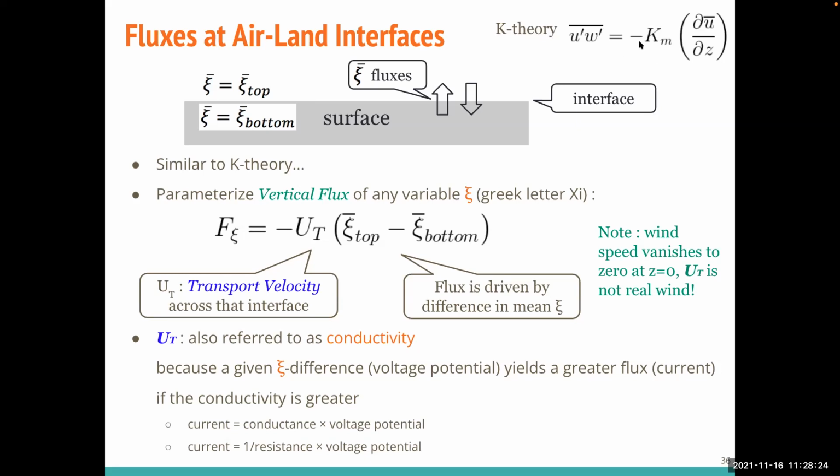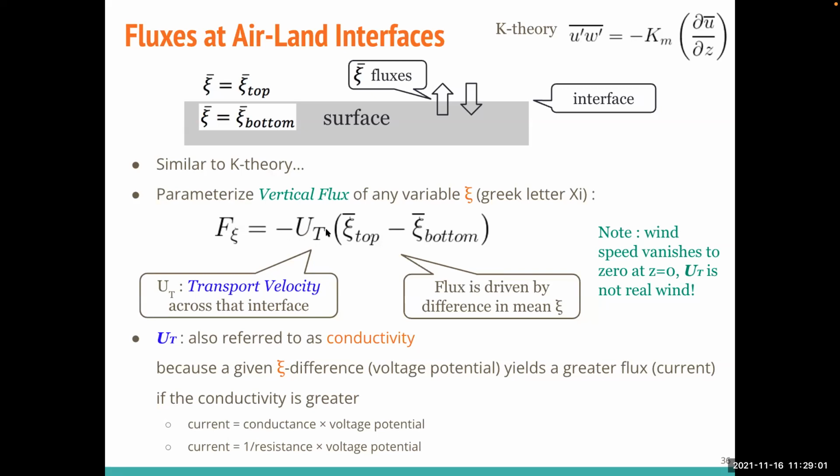We have the K-theory, right? The K-theory is describing the flux relating to the gradient. So here we also apply this, we parameterize this vertical flux of something. This something is this eta here, okay? So this eta, this variable has two values. At the top of the surface and at the bottom of the surface, we have two values. So the gradient of them will drive the flux, and then it has to be down gradient, so negative.